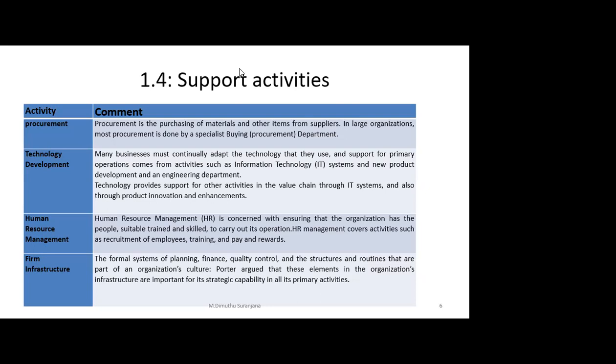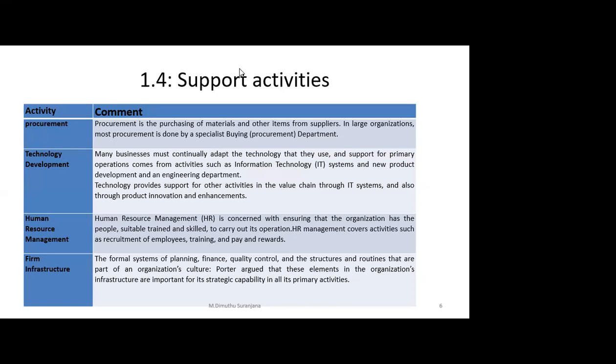Procurement means activities related to purchasing of material and other items from suppliers. For example, in a school, there should be a procurement activity regarding printing textbooks. Am I correct? You have to call tenders, then you have to evaluate tenders, and then you have to select someone.